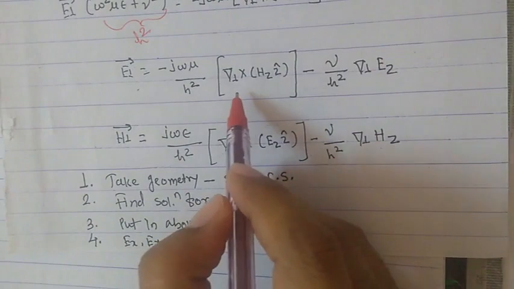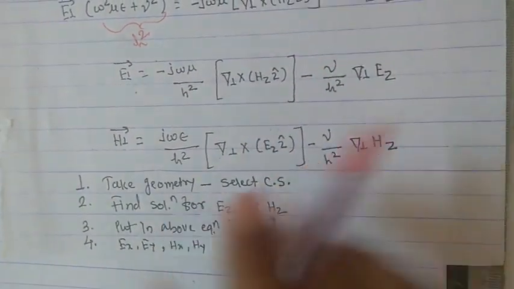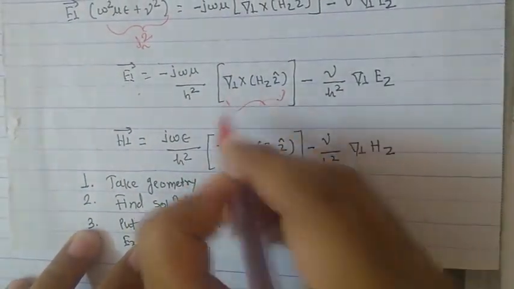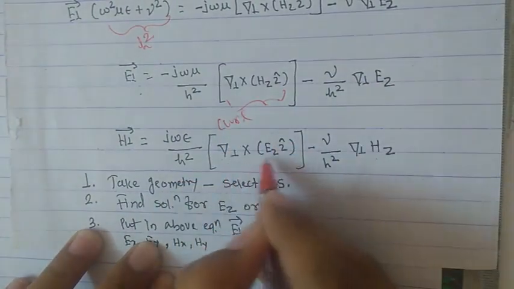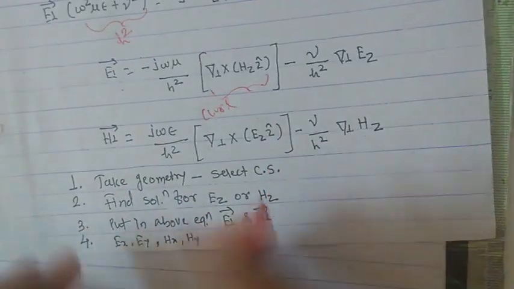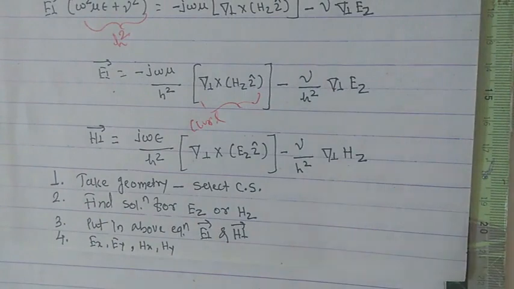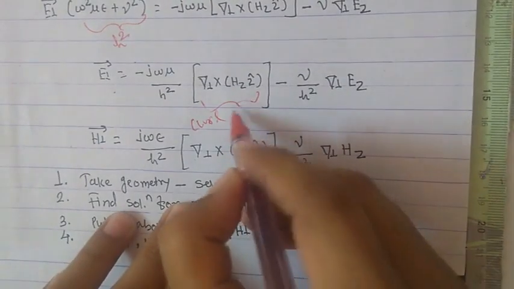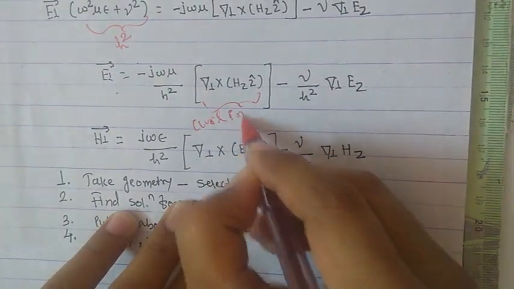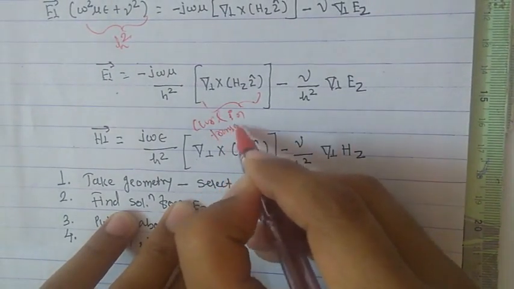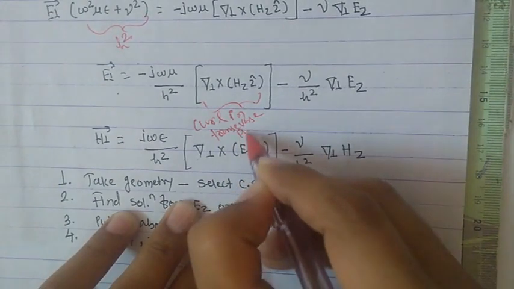What is this del transverse cross Hz z? It is actually a curl. This term is a curl, and this is also a curl. And in what plane will the resultant vector lie? The curl will result in some vector, and that will lie again in a transverse plane.